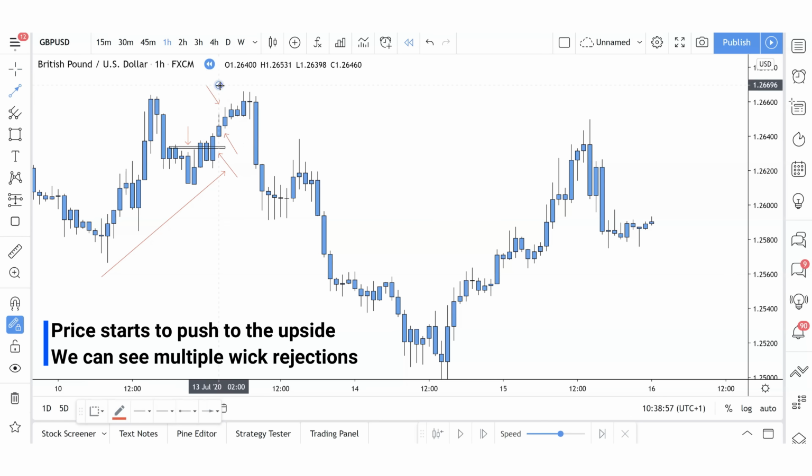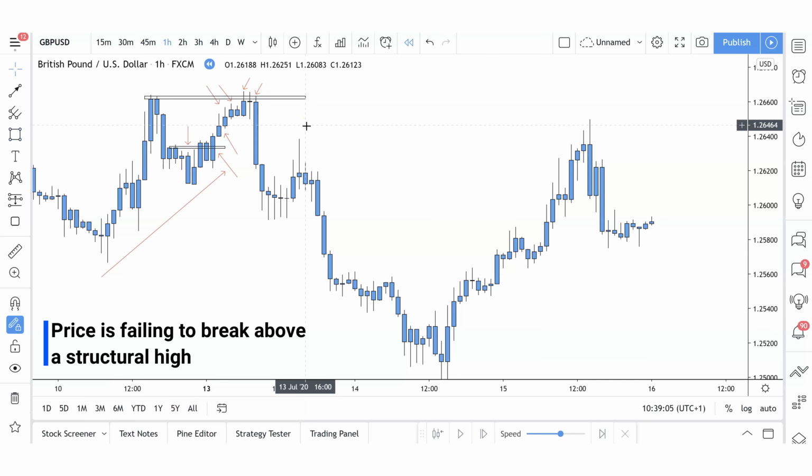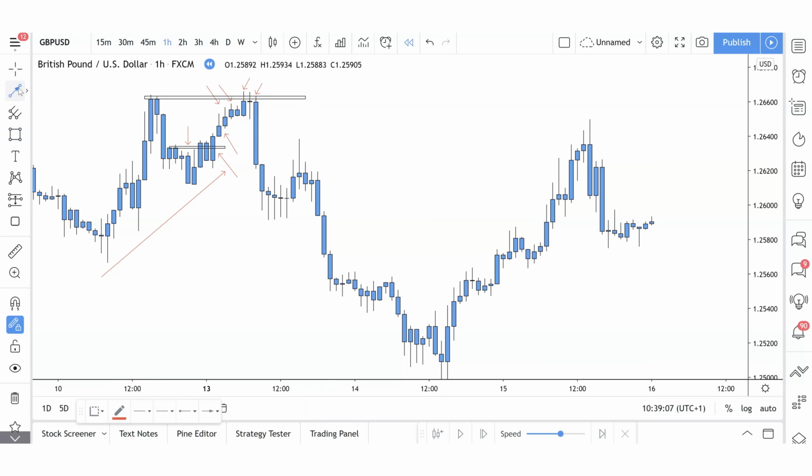Price starts to push to the upside. We can see multiple wick rejections in and around this level here. Now, when we look left slightly, what can we see? Price is failing to break above a structural high. So if we look at this and then we see the reaction of this strong bearish candle to the downside, if you had one chance to take a trade, would it be a buy or a sell based on this market structure and the behavior? Most people would say sell.